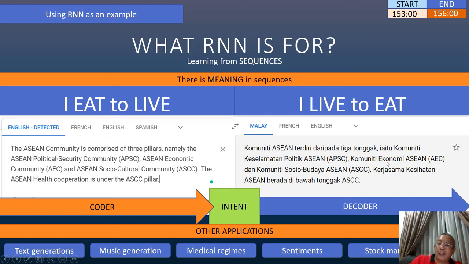And then you say differently, "I live to eat." Okay? So what's the difference here? There's a difference in meaning. "I live to eat" means he enjoys eating. So this is a person who doesn't enjoy eating.